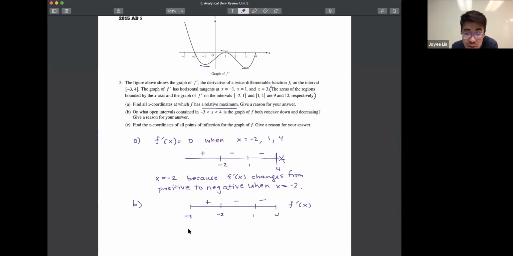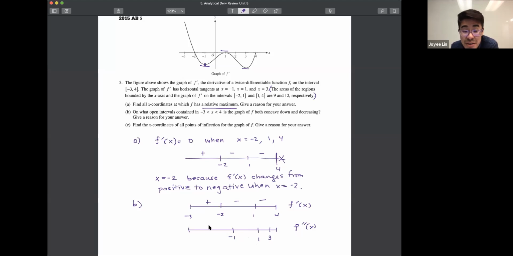And then underneath, we could do a second derivative number line. Remember, the second derivative is where my first derivative is either increasing or decreasing. And it changes here at -1, so -1 would be over here. Then it changes again at +1, which is the same value right there. And then it changes again at +3.